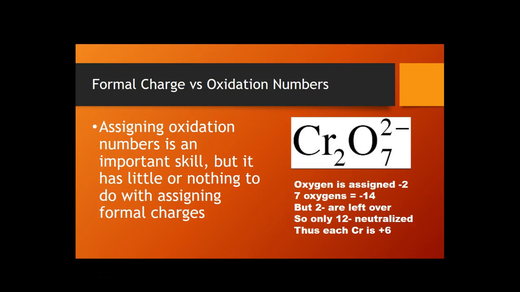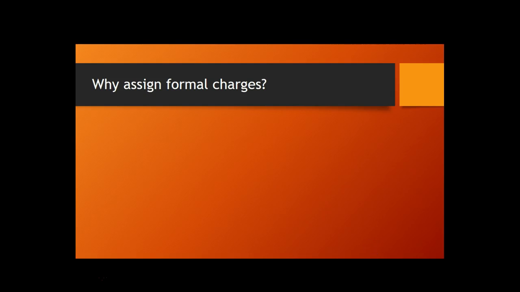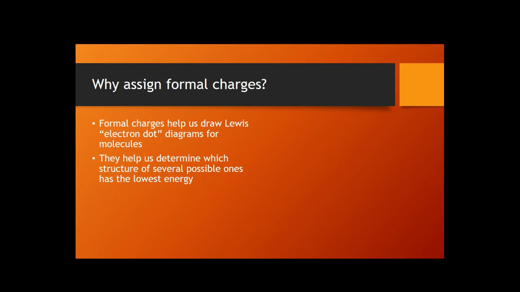Assigning oxidation numbers is an important skill, but it has little or nothing to do with assigning formal charges in compounds that are definitely covalently bonded. Why do we assign formal charges? Well, they help us draw Lewis electron dot diagrams for molecules, and they help us determine which of the Lewis structures, if we have several possible ones, would have the lowest energy. The lowest energy structure is the one that is preferred to use whenever you're diagramming a chemical reaction.